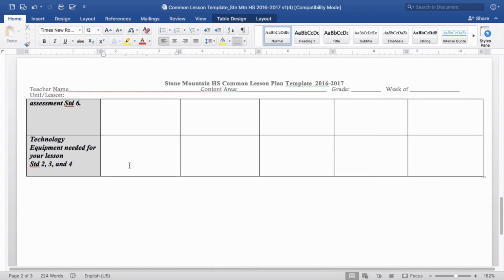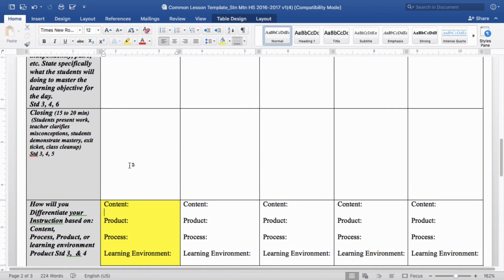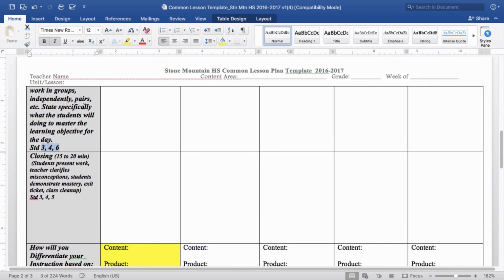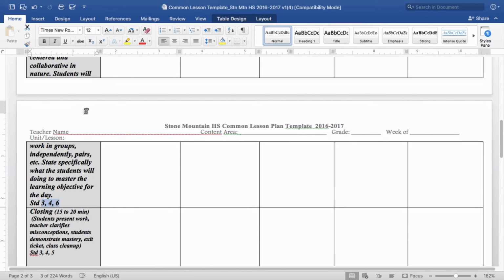Now, the last question I'd like to answer, many of you have asked, what are these numbers for right here where it says standard 3, 4, and 6? Well, those are Teacher Keys standards. What I wanted to do is show you how what you're doing in your lesson plan is aligned with what you have been asked to do by the state of Georgia by way of Teacher Keys. So, Teacher Keys Standard 3, Standard 4, and Standard 6 are a way in which you'll be demonstrating proficiency in that particular area.